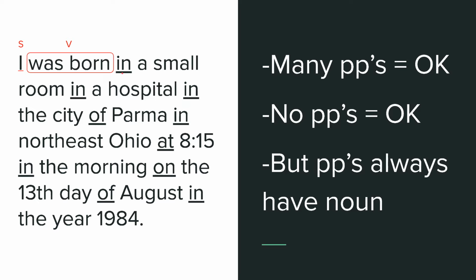But if you have a preposition, you must always have a noun after that. So here, in a small, this is an adjective, but here is my noun: room. In a hospital is a noun, it's a place. In the city, that's a noun. Okay. Just like that.